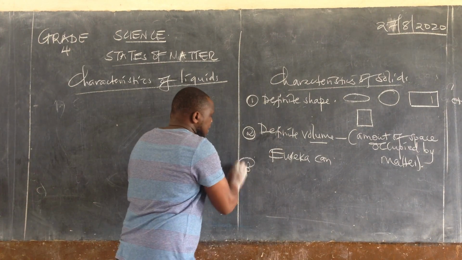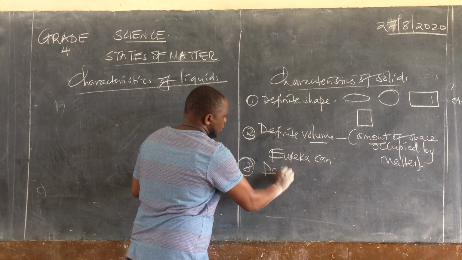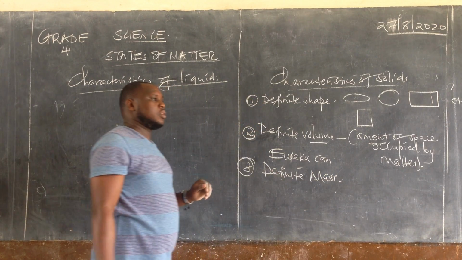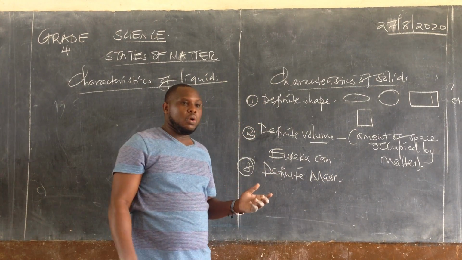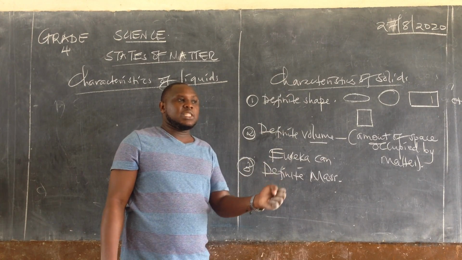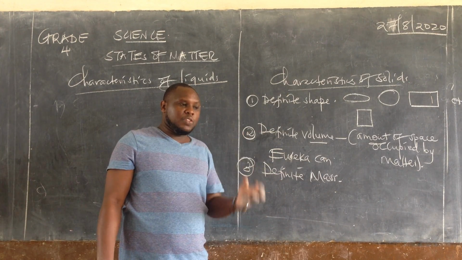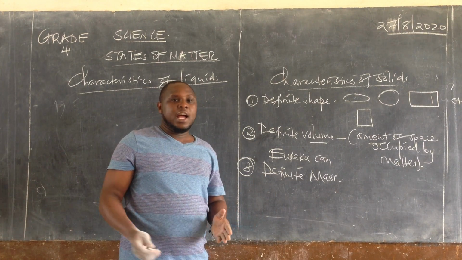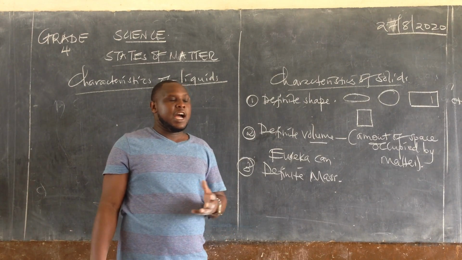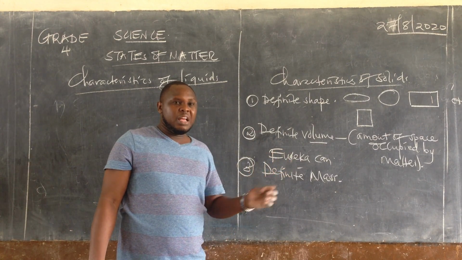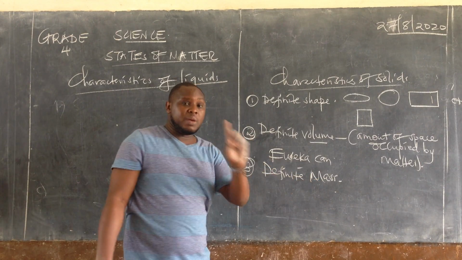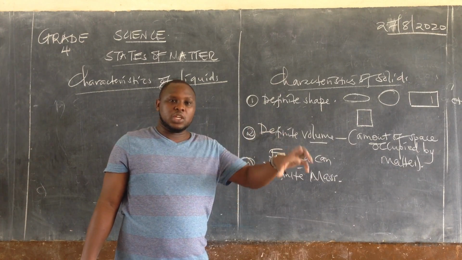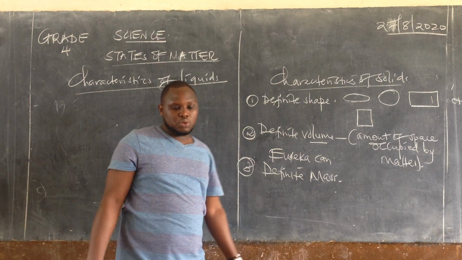Then lastly, we say that solids have definite mass. Means 1 kg, for example, of unga, you put it in a bucket and remove the same 1 kg of unga from the bucket and put it in a sprayer, and you still remove it from there and you put it in a bowl. The mass is going to remain the same. The mass is not going to change. When you put it in different containers, it's going to remain the same.